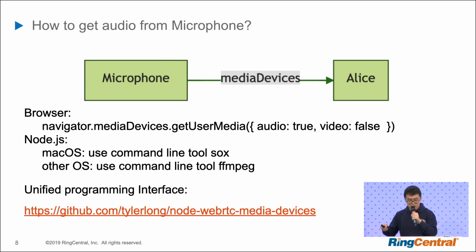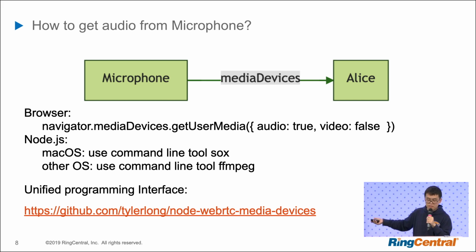And for other operating systems, I use a command line tool named ffmpeg. You see that for browser and Node.js, you have different ways to get audio from the microphone. So I created a library to provide a unified programming interface. You just use this Node.js library, and you can easily get access to the microphone, no matter it's a browser or Node.js, and no matter what is the operating system.